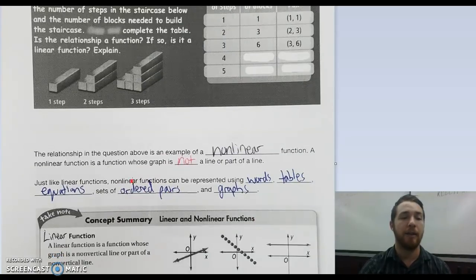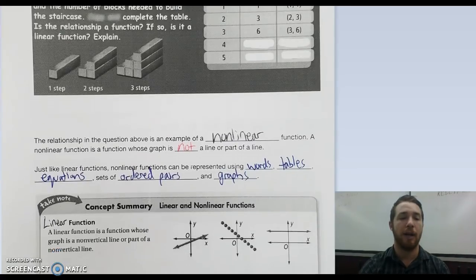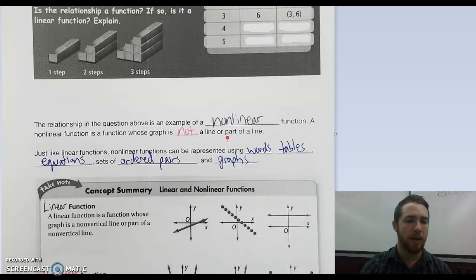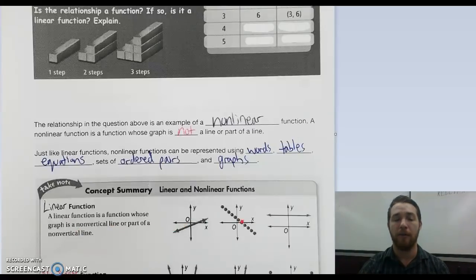So just like linear functions, we can answer nonlinear functions in a few different ways. We can answer them using words, tables, equations, ordered pairs, and graphs again. So a lot of those same ways we use to describe linear functions also apply to nonlinear. And if I want to see the difference between those, again, a linear function is a function whose graph is a non-vertical line or part of a non-vertical line. So if I have a line, or even just a bunch of dots that's also part of a line, these all count as linear functions.